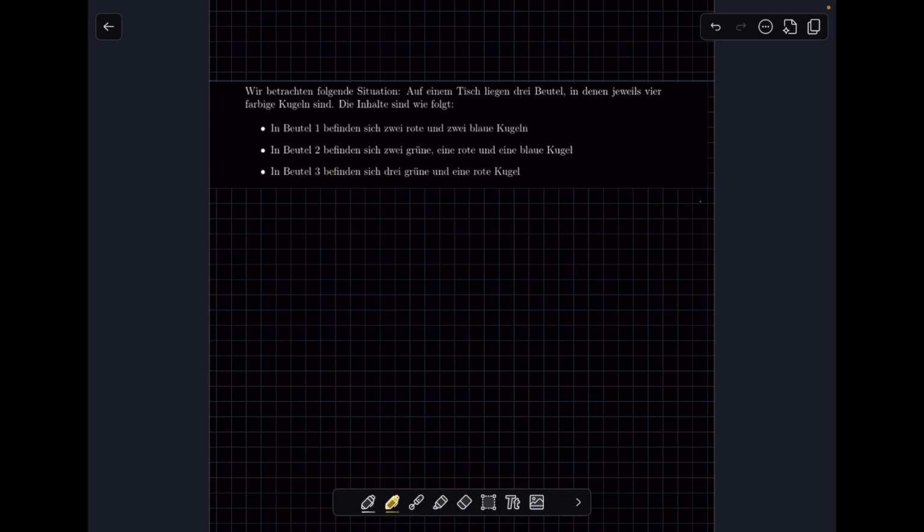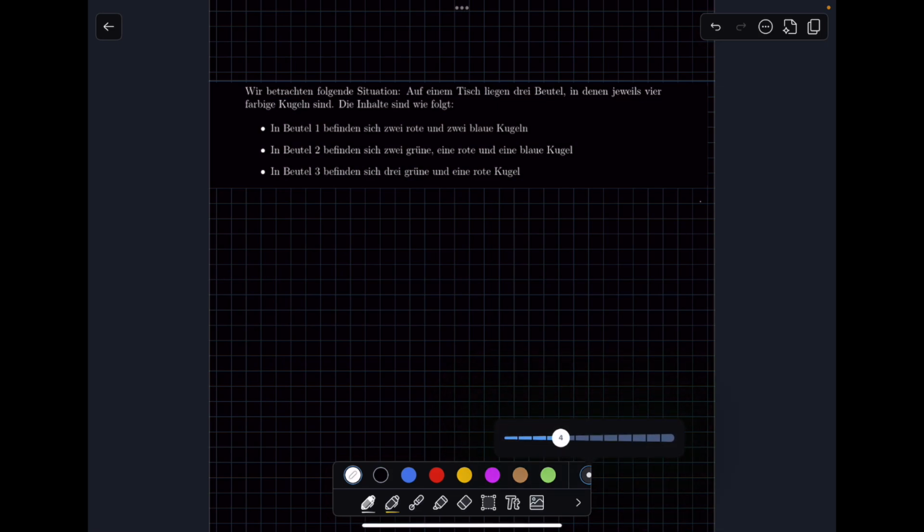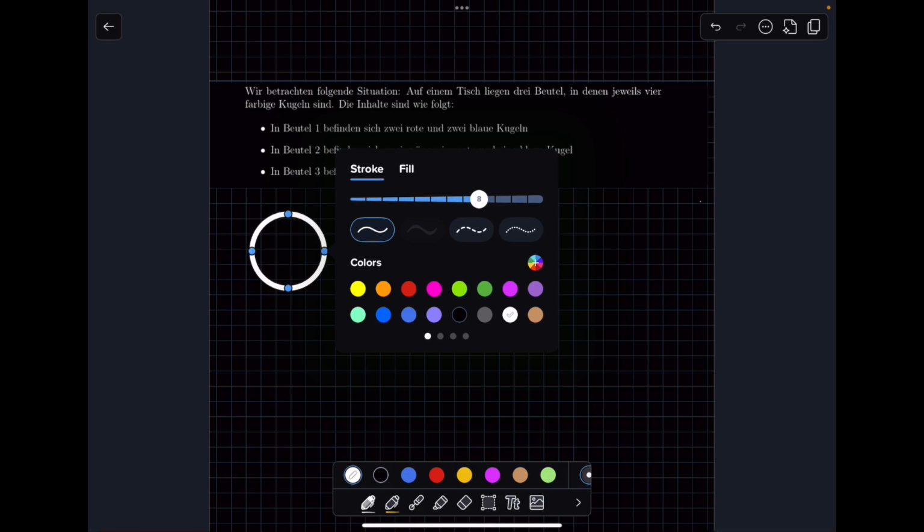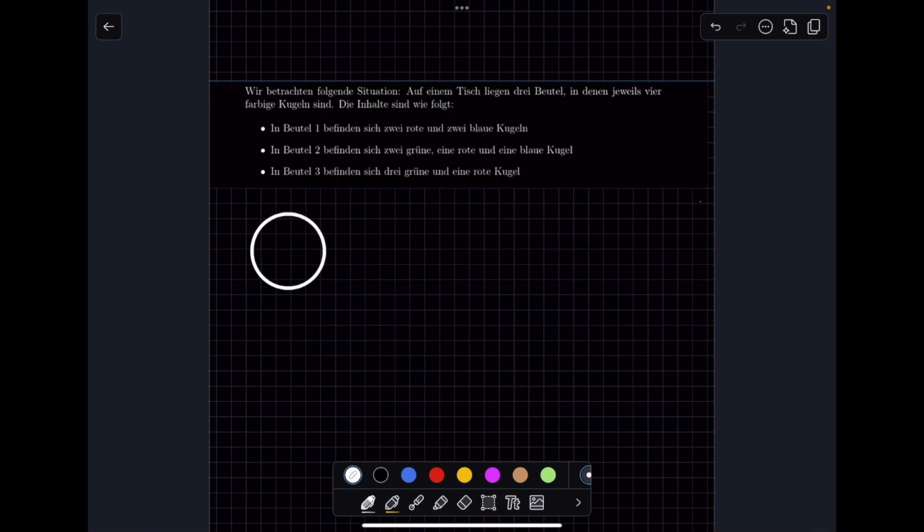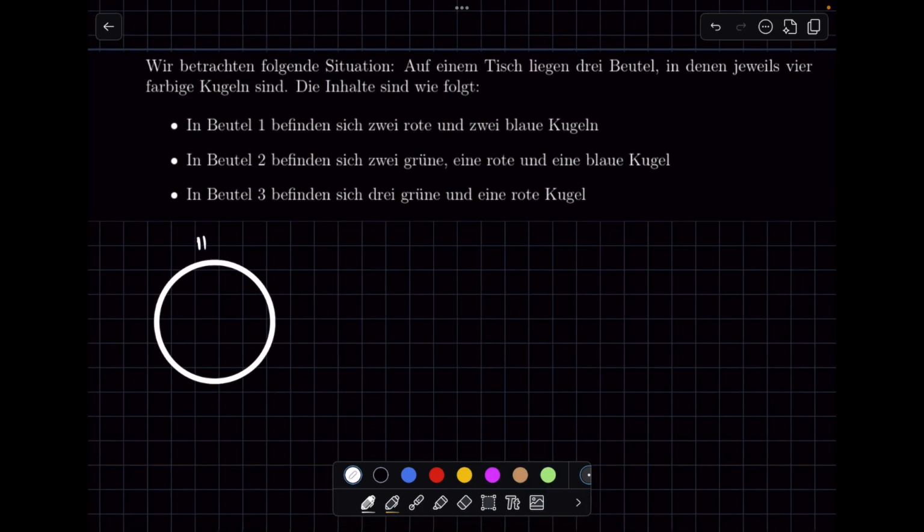We have a table where we have three bags with four marbles in each, and the properties are as follows. Let me just make this bigger, and style it a bit thicker. Imagine we have this, and imagine in bag number one we have two reds and two blue marbles.